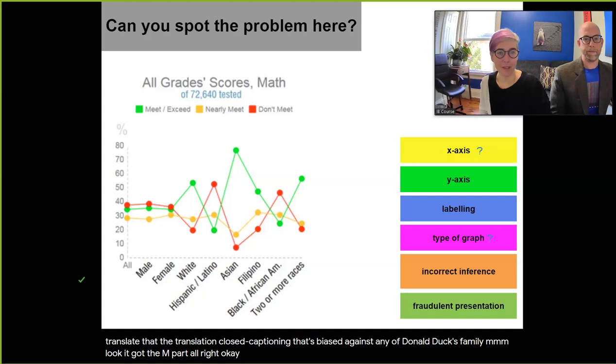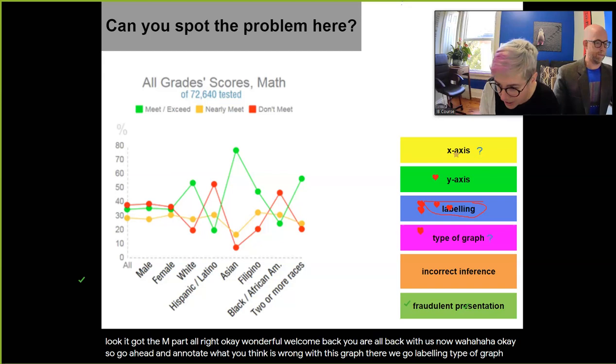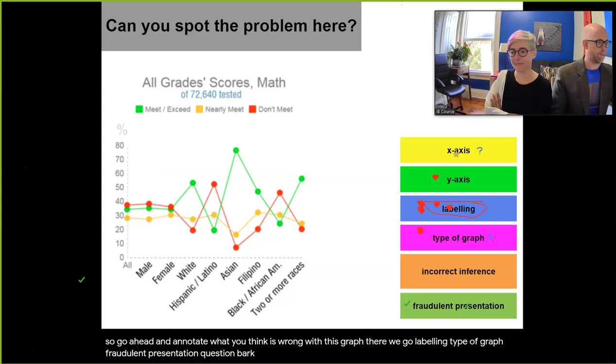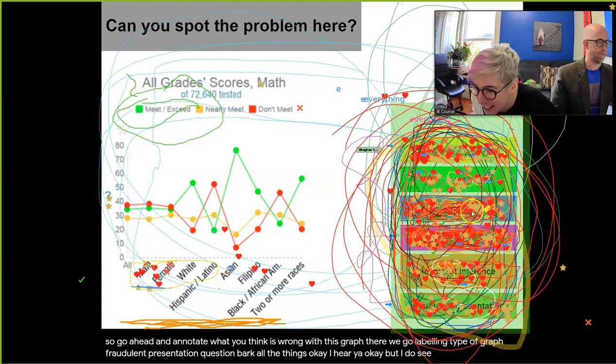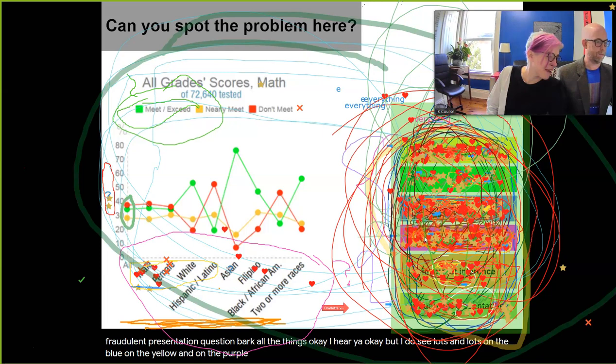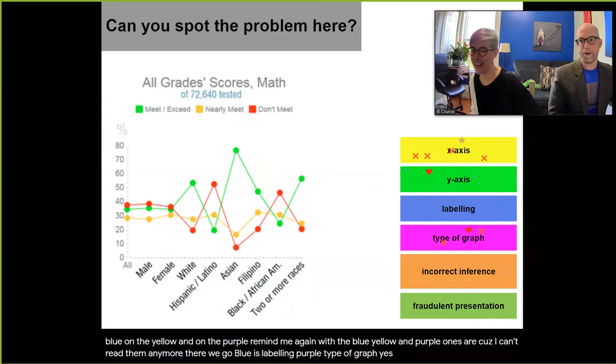Wonderful. Welcome back. You are all back with us now. Okay, so go ahead and annotate what you think is wrong with this graph. There we go. Labeling, type of graph. Fraudulent presentation? Question mark. All the things. Okay. I hear ya. Okay, but I do see lots and lots on the blue, on the yellow, and on the purple. Remind me again what the blue, yellow, and purple ones are, because I can't read them anymore. There we go. Blue is labeling. Purple, type of graph, yes. Type of graph is the big deal. And then the x-axis, sure.